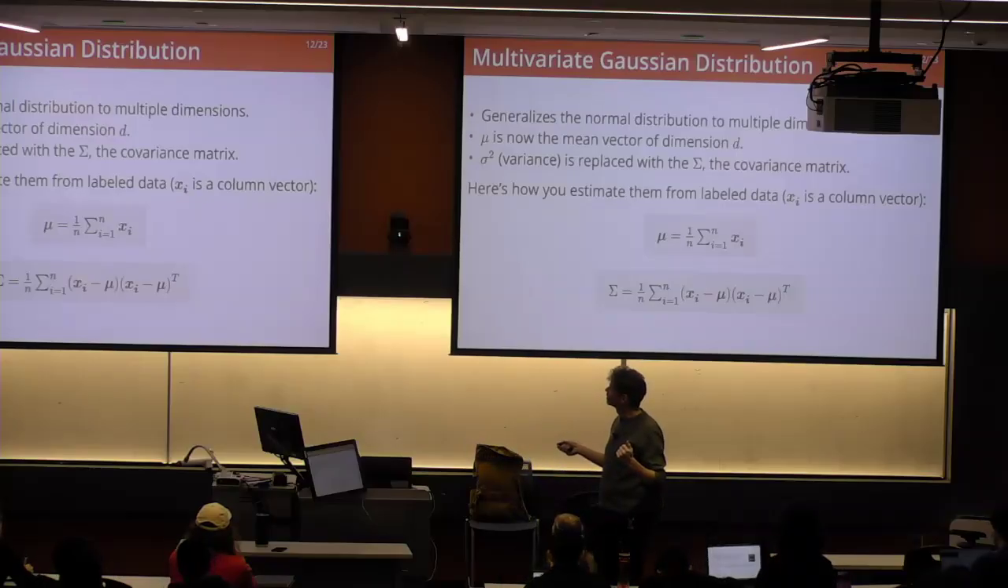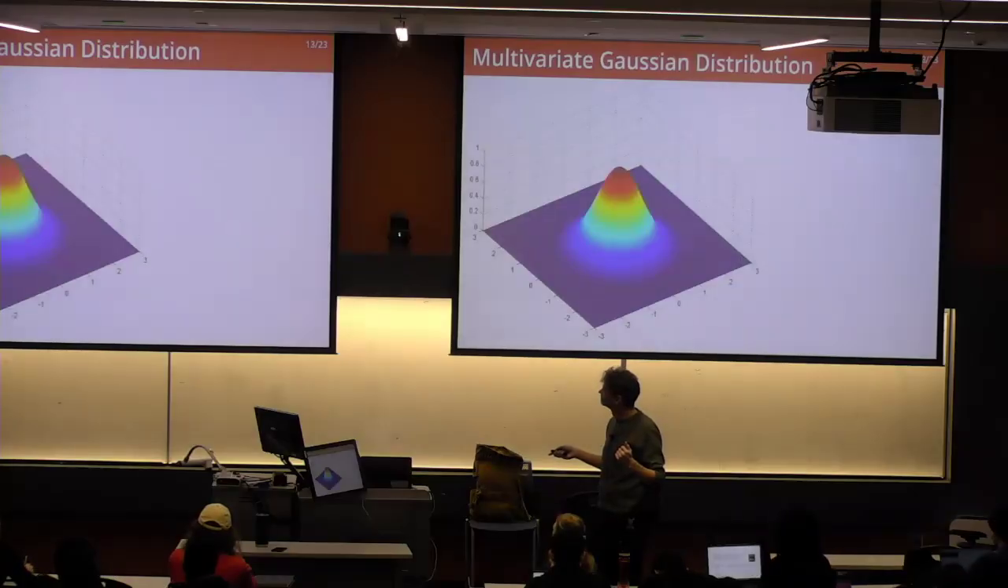So the sigma goes from being, sigma squared is a variance, it's a number. This is what we call the covariance matrix. And when you get all done, you can plot it out in 3D. It looks beautiful like this.